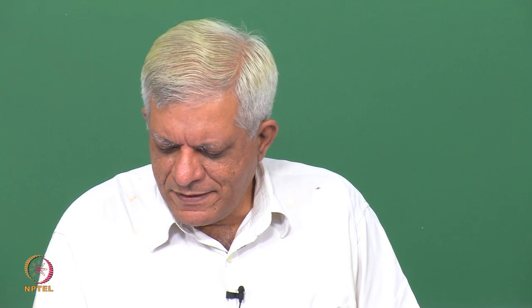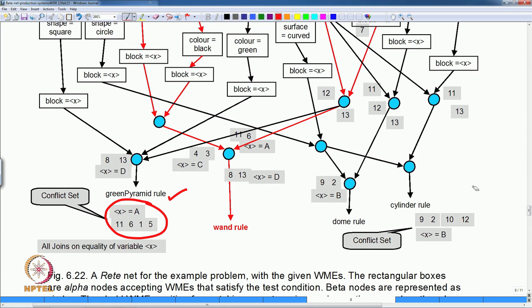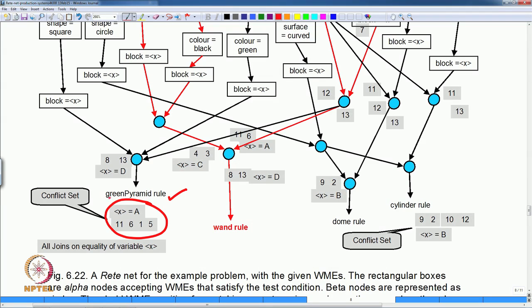Now, once you start the process, for all the data you would produce a conflict set. What is a conflict set? A conflict set is a rule name. In this example, the rule name is the green pyramid rule and the 4 pieces of data which come with it, which is 11, 16 and so on. So, this pair of rule name with matching data will go into the conflict set.